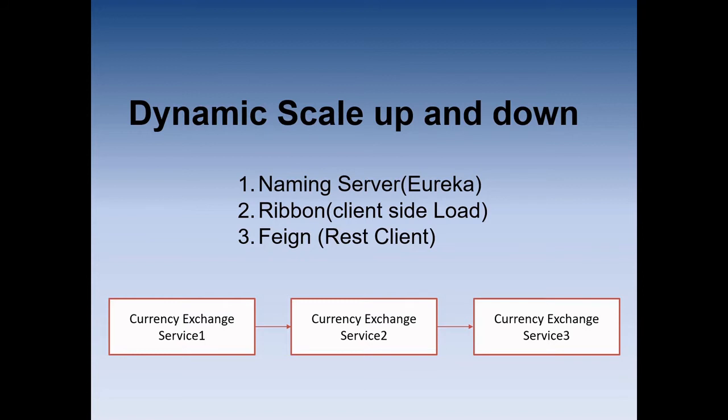And second is Ribbon, client side load balancing. Ribbon is used to distribute the load among the microservices. At any point of time, your microservices may get scaled up. So how will the load be balanced, how will it get distributed, how many requests should go to currency exchange service 1, how many to currency exchange service 2, and how many to currency exchange service 3? That is the work of Ribbon.